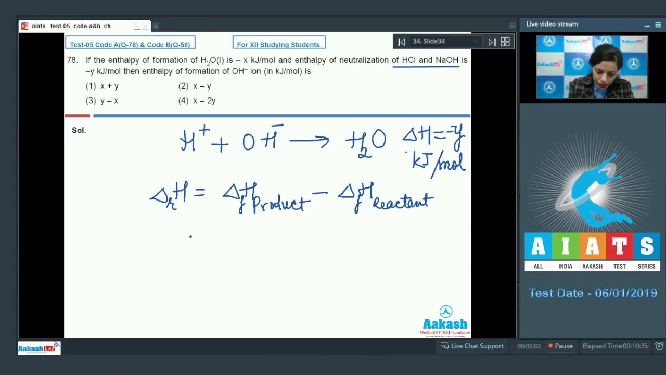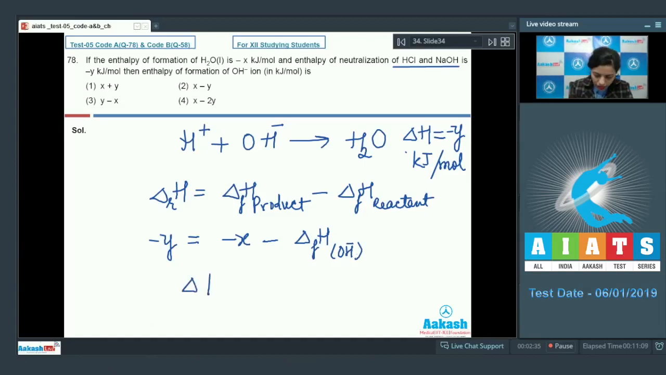Now, in this particular case, for this reaction, the reaction enthalpy is minus y because the neutralization process, this is the whole reaction. Enthalpy of the formation of product. There is the product which is water, and its formation enthalpy is minus x kilojoule per mole, that's given in the question, minus enthalpy of the formation of reactant. If we talk about the reactant, there is the delta H value for the formation of OH minus ion we have to take, and that formation enthalpy we need to find out.